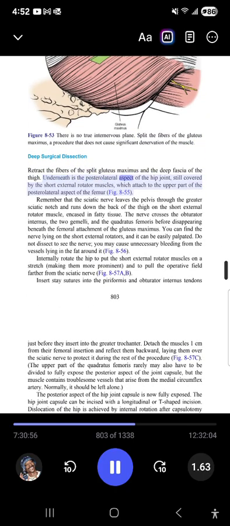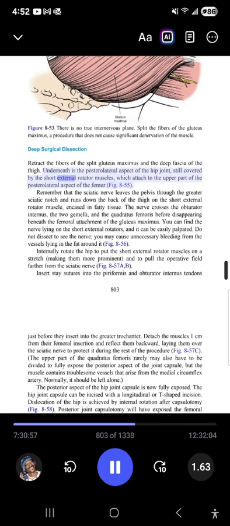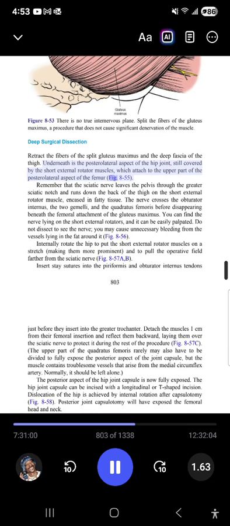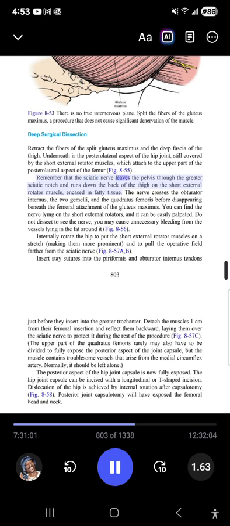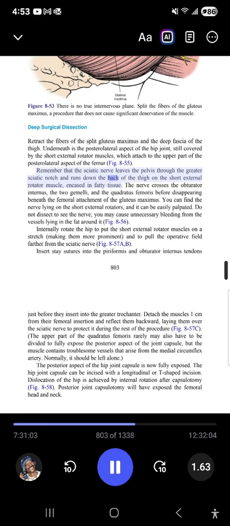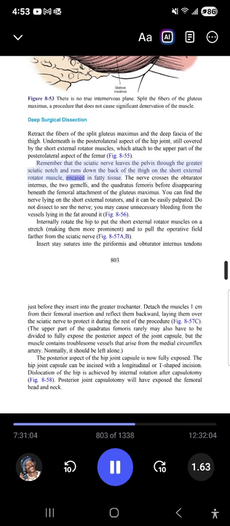Underneath is the posterolateral aspect of the hip joint, still covered by the short external rotator muscles, which attach to the upper part of the posterolateral aspect of the femur. Figure 8-55. Remember that the sciatic nerve leaves the pelvis through the greater sciatic notch and runs down the back of the thigh on the short external rotator muscles, encased in fatty tissue.